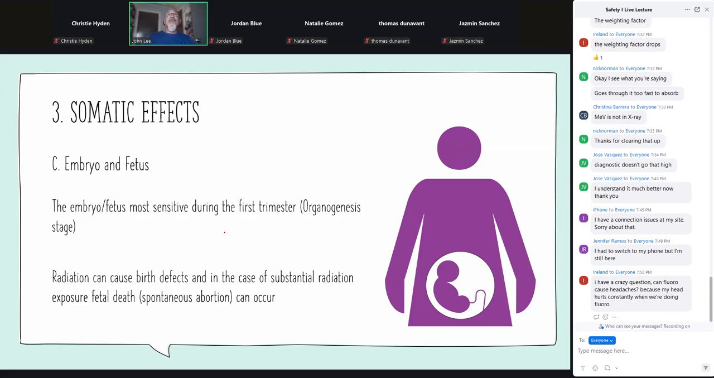Embryo and the fetus are most sensitive during the first trimester. That's when the organs, all the stem cells are just now being defined. We're going to start forming the different organs that are going to make up the body. Prior to that, it's not a heart cell, it's not a brain cell, it's whatever. So this is the reason the first trimester is the most critical for limiting exposure. We can have birth defects. A substantial amount of radiation can cause fetal death.